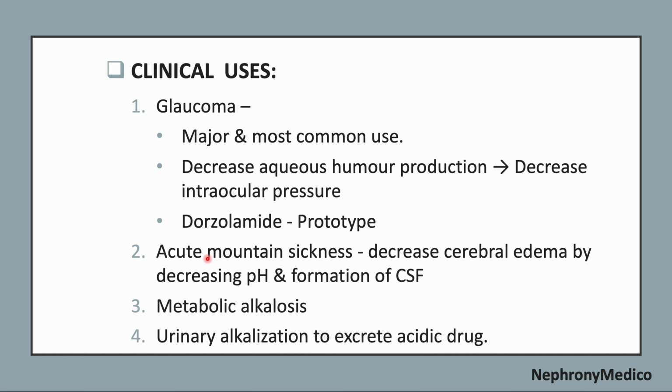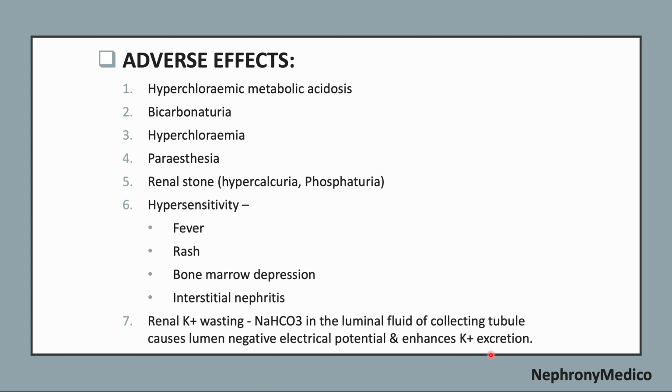It is also used in acute mountain sickness, where it decreases cerebral edema by decreasing pH and formation of CSF. Also used in metabolic alkalosis and urinary alkalization for acidic drug overdose. Now, adverse effects. Hyperchloremic metabolic acidosis, bicarbonaturia, hyperchloremia, paresthesia, renal stone, hypersensitivity, and renal potassium wasting.